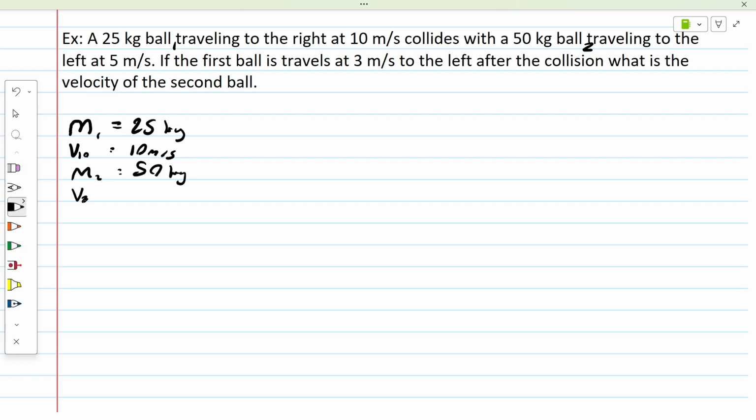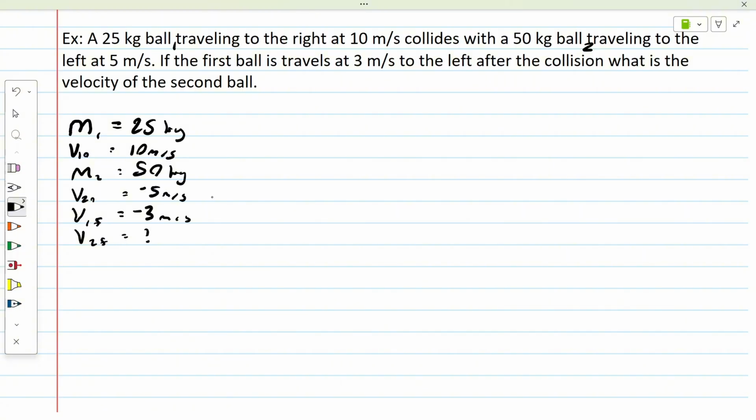So v2 initial is going to be 5 meters per second, but since it's to the left, we'll note this as a negative velocity. Then the first ball travels at 3 meters per second to the left after the collision. So we know that the final velocity of ball 1 is 3 meters per second, but it's to the left, so that's also negative. And we want to know the final velocity of the second ball.